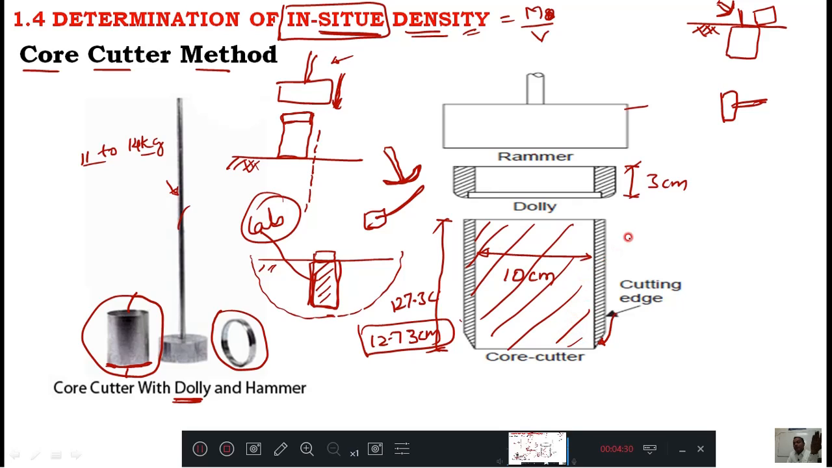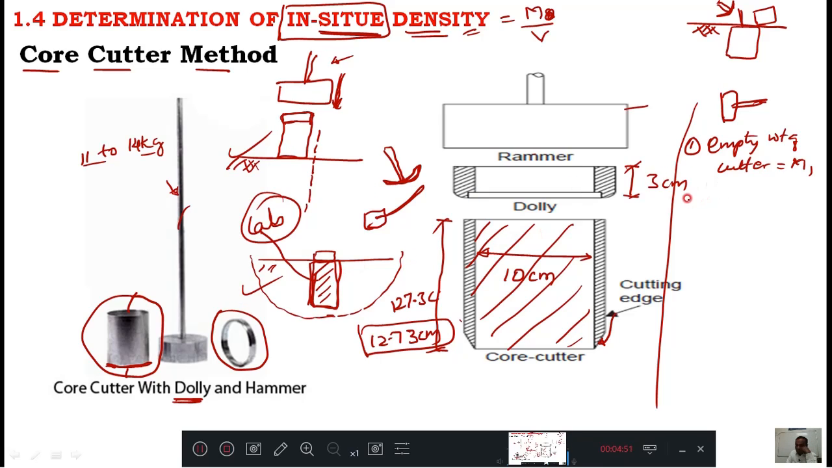Before performing the experiment, you measure the empty weight of the cutter. Call it M1. And after conducting this experiment, when you bring the cutter to the laboratory, you measure this mass. That is the cutter plus soil, and that is your M2.